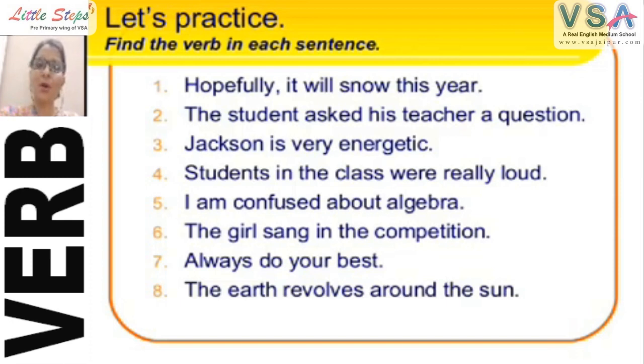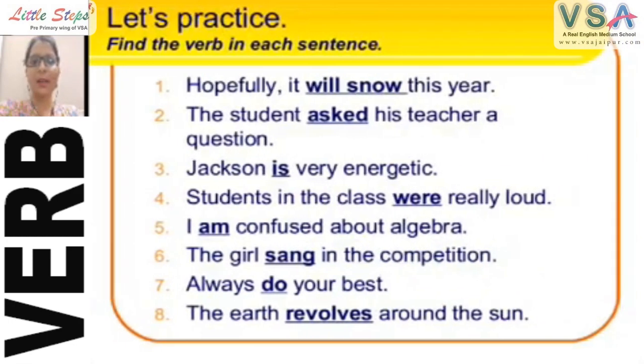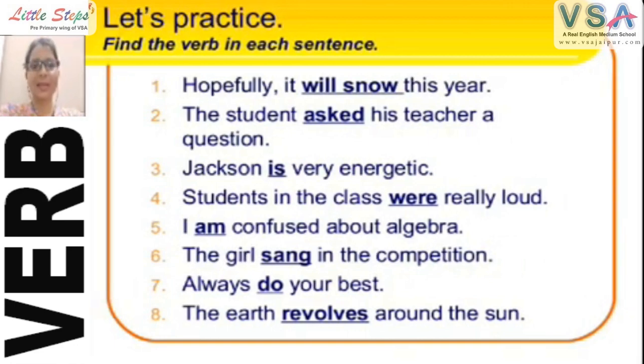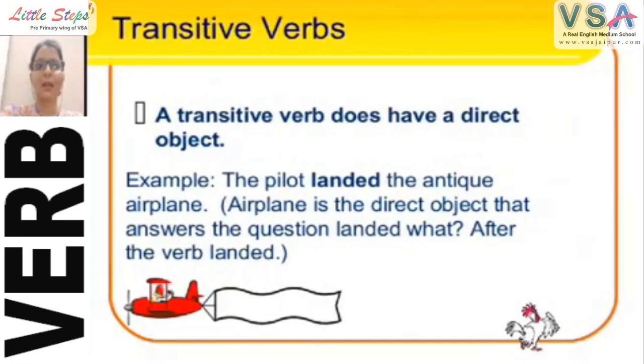The earth revolves around the sun. This is a linking verb. Let's move further and know about, as we have seen the examples here. Now there are two more things about verbs. Still we came to know that verb is divided into 3 parts. First was action verb, linking verb and helping verb.